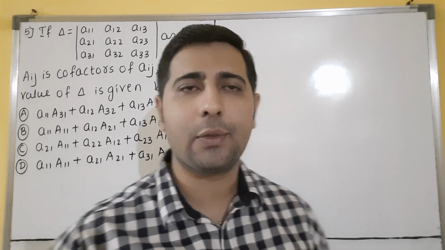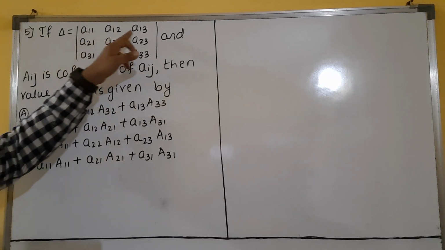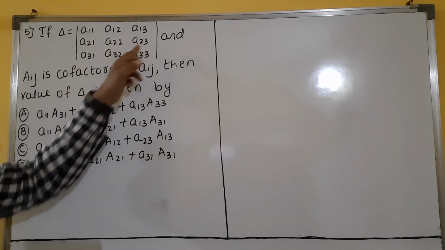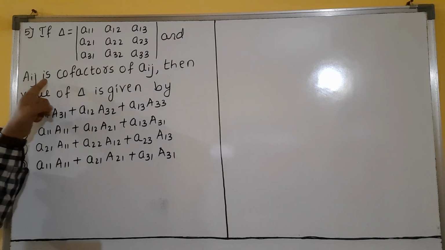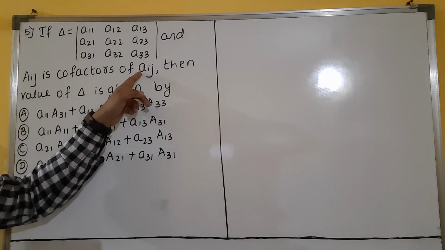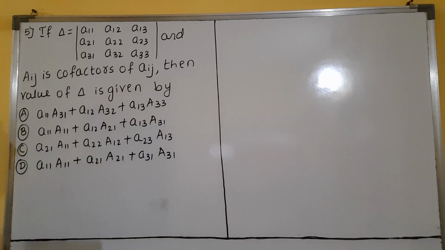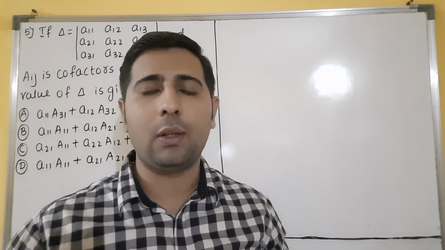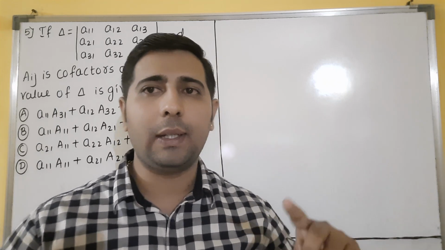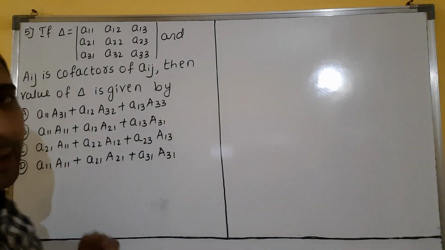So now let us see the next question, dear students. If delta is equal to the determinant with rows A11, A12, A13, A21, A22, A23, A31, A32, A33, and capital Aij is the cofactor of small aij, then the value of delta is given by. So in these four options, which is the correct one? Very easy, dear students. Cofactor is same means, delta is nothing but determinant, dear students.